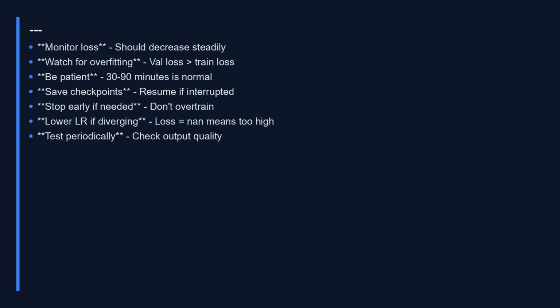Key takeaways. Seven things to carry forward from this lesson. Watch your loss. It should trend downward, not plateau early or spike. Monitor validation loss alongside training loss to catch overfitting before it gets severe. Budget 30 to 90 minutes of wall clock time and don't expect instant results. Save checkpoints throughout so you can recover the best model state if something goes wrong. Stop early if the outputs are already good. More training past that point hurts more than it helps.